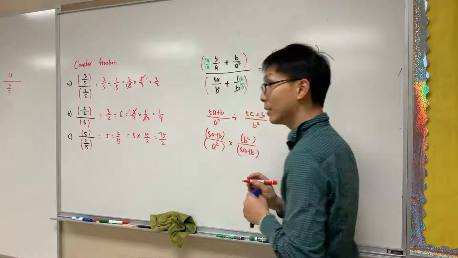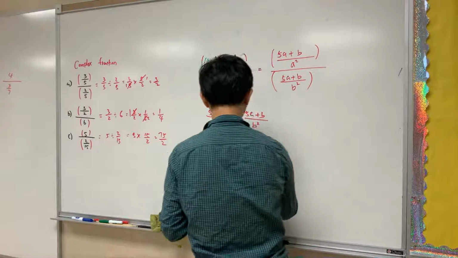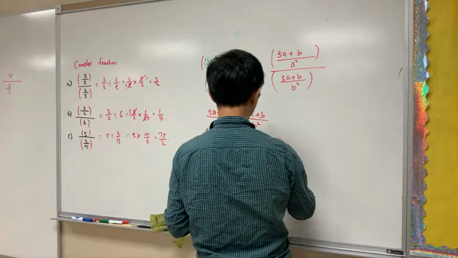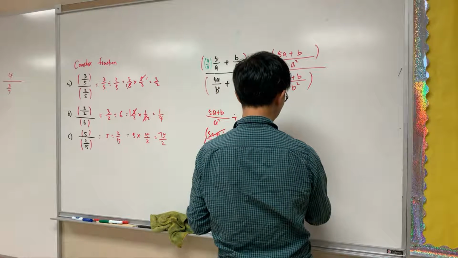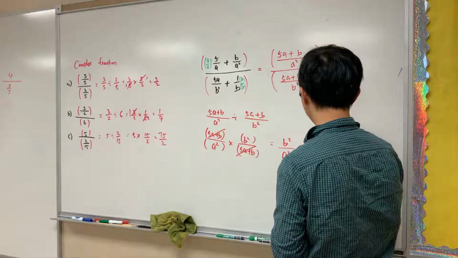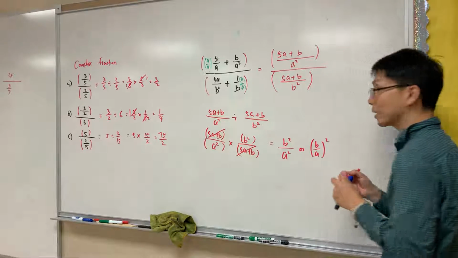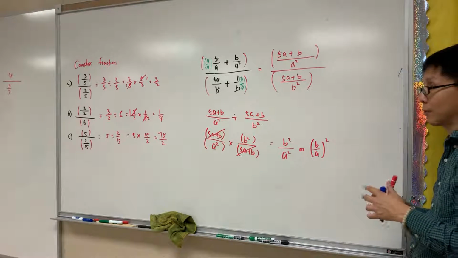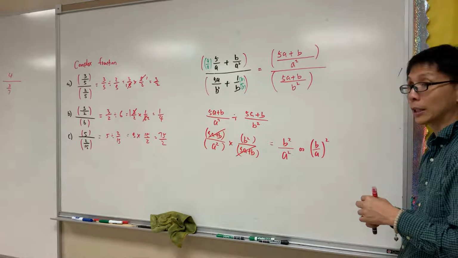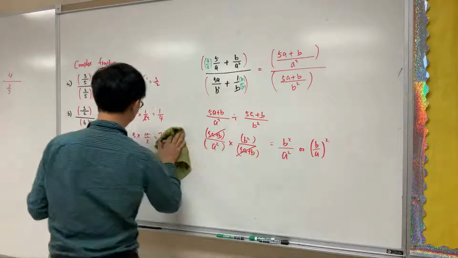And what do you see? That's something I can simplify. 5a plus b, boom, it's done. Nice answer. b squared and a squared do not simplify. You can write it this way or b over a, all squared, because that square can distribute inside. Either one is fine. Are we okay here?